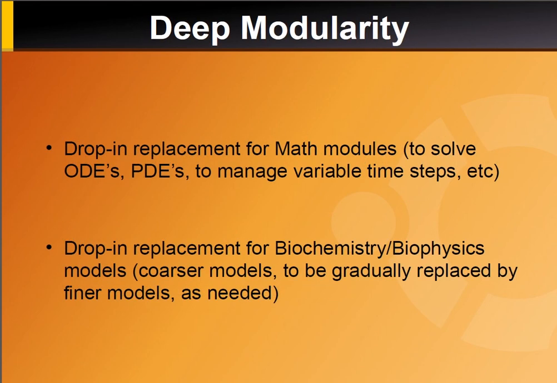The system is very modular. There is an element of drop-in replacement for math modules, as well as a drop-in replacement for biochemistry or biophysics models. For example, one can start with coarser, more approximate models just to get going, and then gradually replace them with finer models as needed.